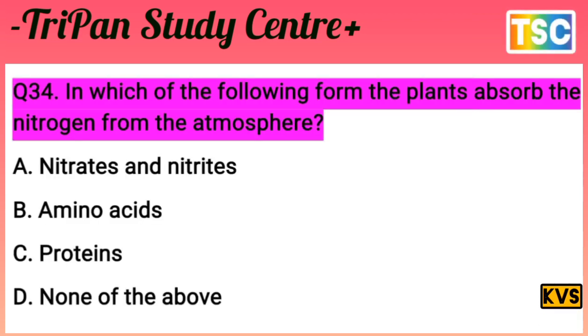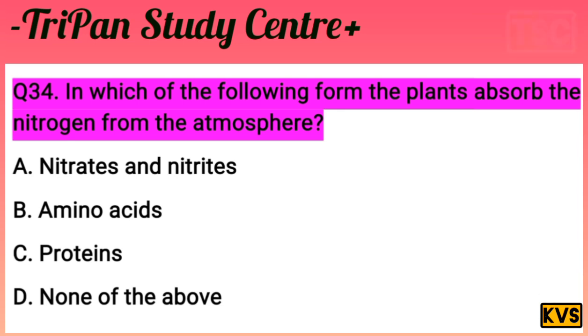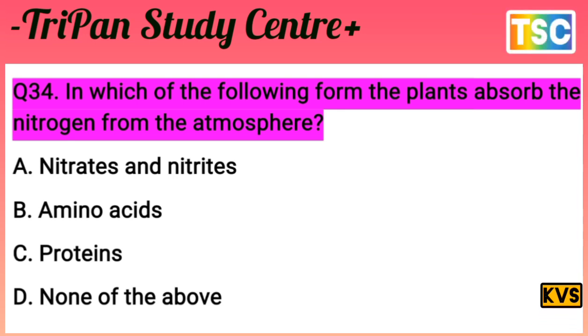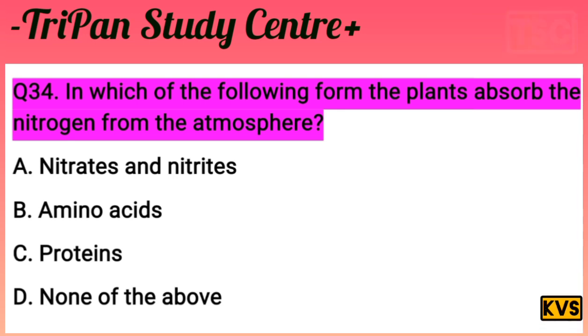Next question on your screen. Question here. In which of the following forms do plants absorb the nitrogen from the atmosphere? A. Nitrites and nitrates, B. Amino acid, C. Protein, and D. None of the above.